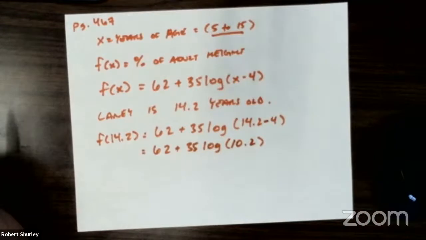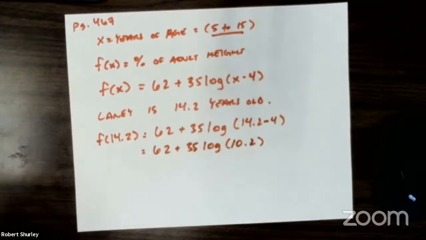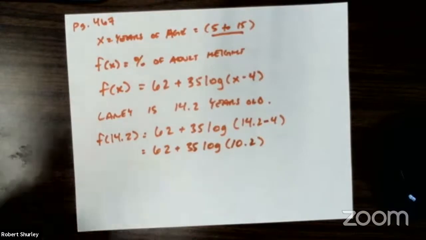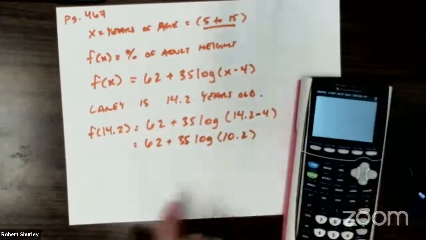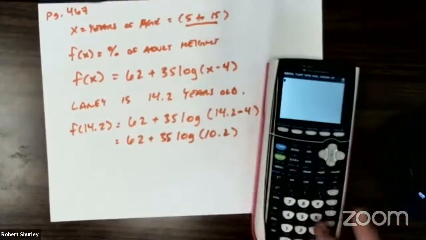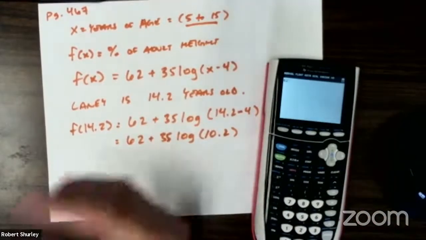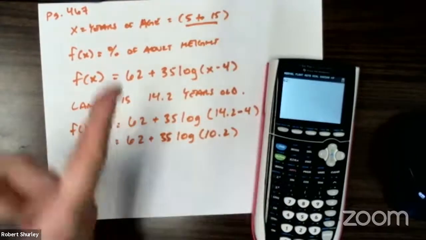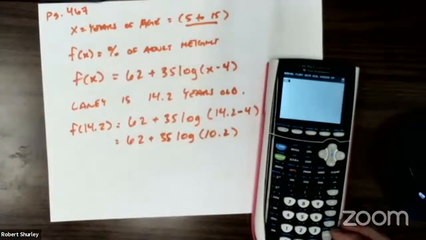Now, I've got to use my calculator for this, unless you know how to use a log ruler, whatever they used to be called, I'm not sure. But I'm going to pop this in the calculator. Notice this is log base 10, so it's in my calculator. I'm going to assume Lainey's close to her overall height, because she's almost 15 and this works to 15, but let's see what it is. 62 plus 35 log of 10.2.